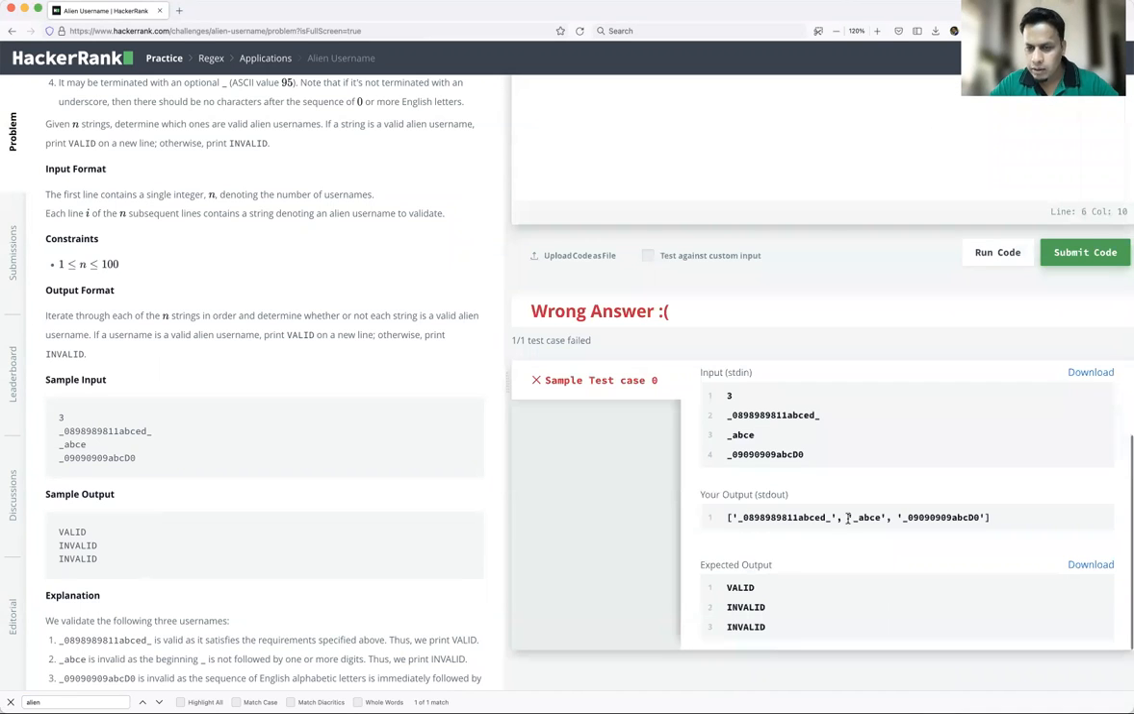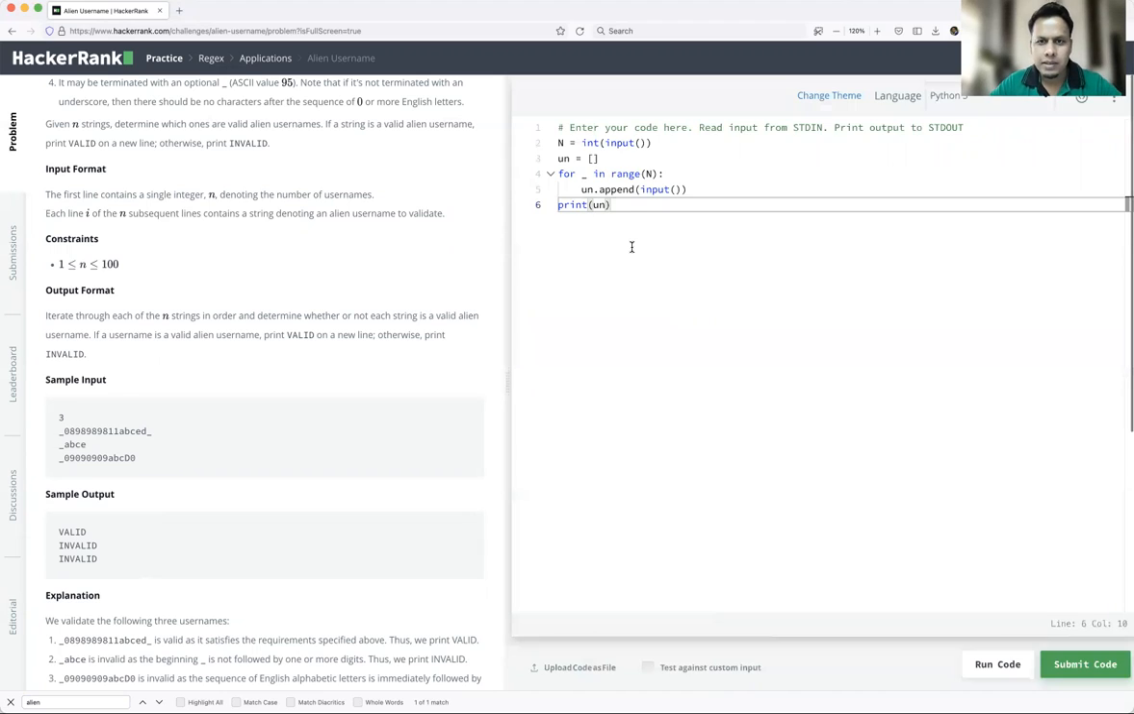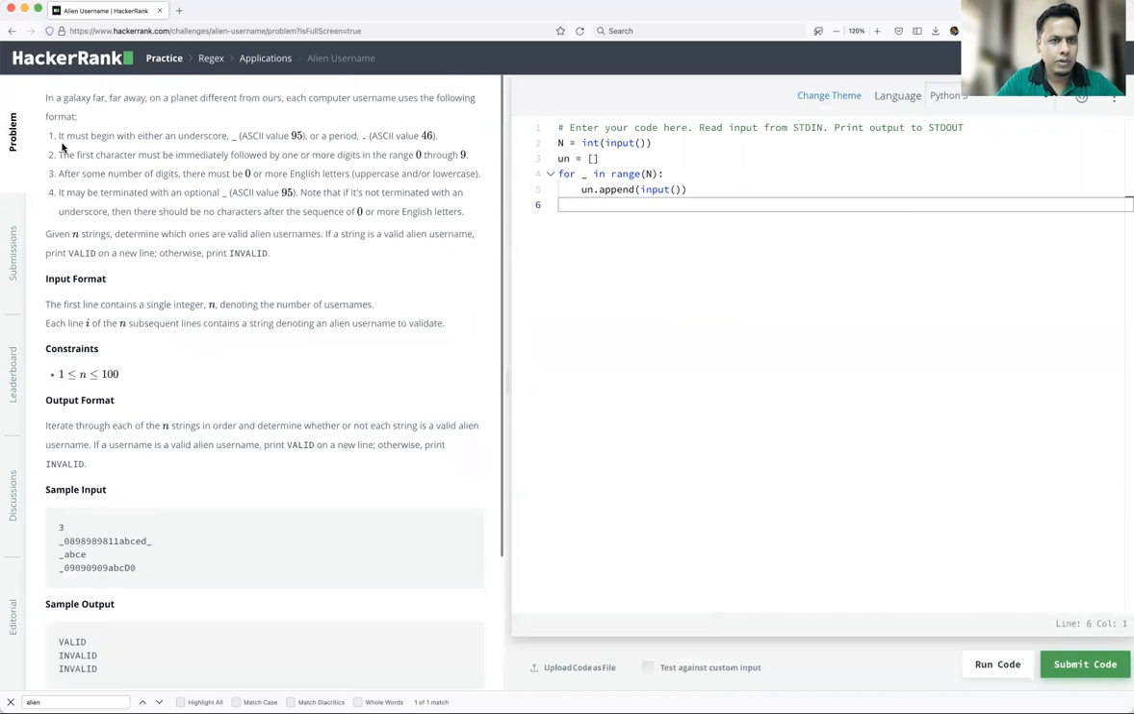Okay, so we are getting all the usernames in the form of a list. This is the sampling part. Okay guys, now here is the fun part. We have to write the condition which will follow all these 1 to 4 conditions, and it must be satisfying those conditions. Then only the username will be valid, or else it will be invalid.